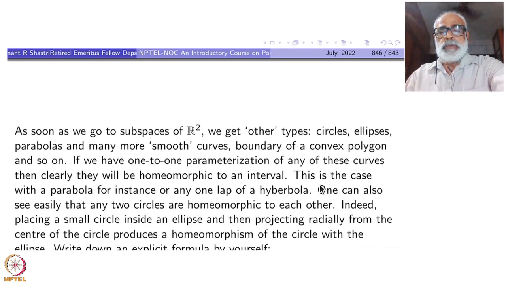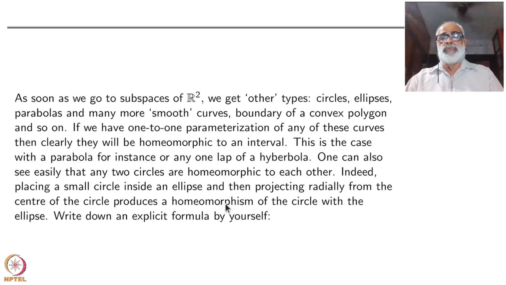Okay, so this is what I want to tell you. One can also easily see that any two circles are homeomorphic to each other. First of all, indeed, you place a small circle inside an ellipse and then project the circle over to the ellipse, radial projection from the center. So that will be your homeomorphism of circle with the ellipse. Okay, you can write down formulas also.